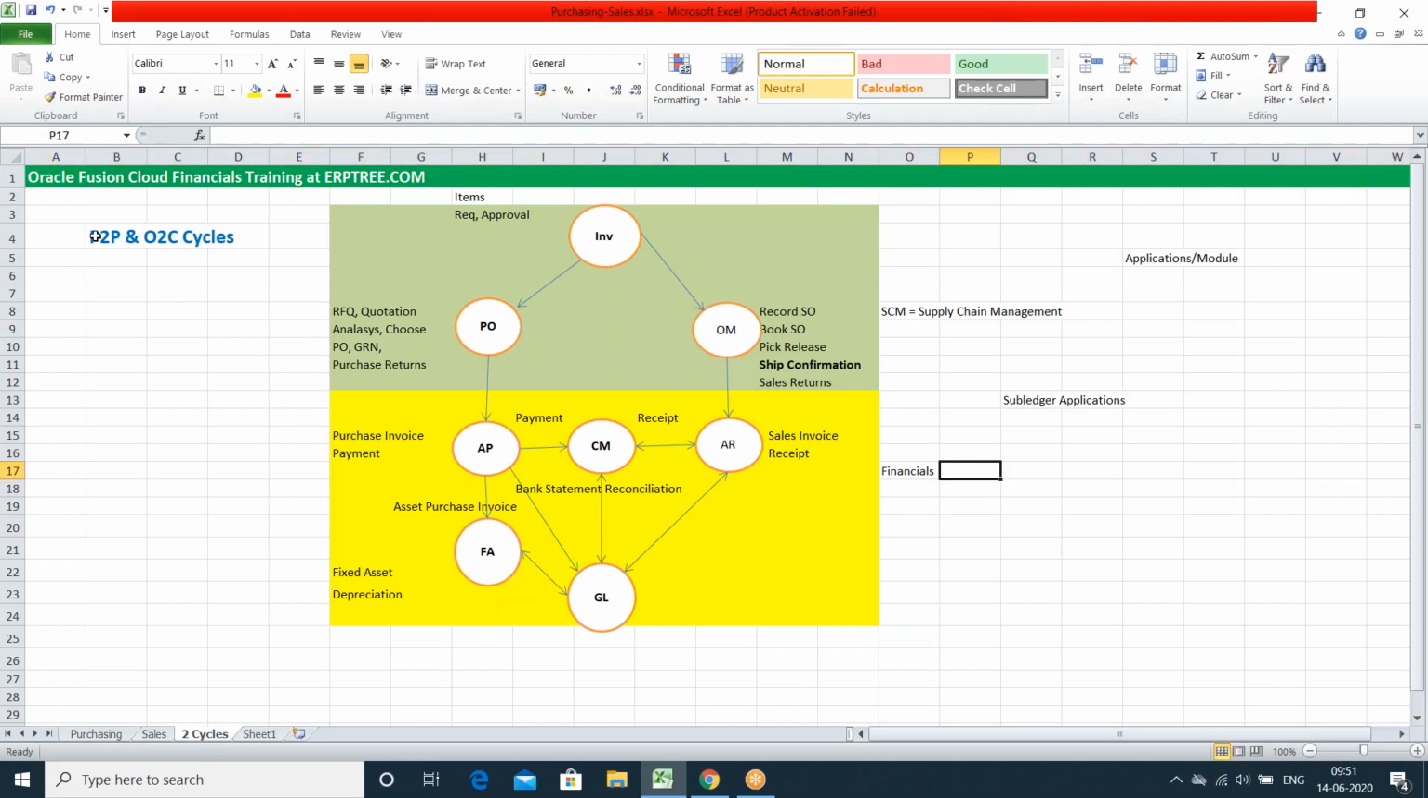So these are the two P2P and O2C cycles, whatever we discussed just now. This part is related to P2P. In inventory, we maintain the stock-related items, raise the requisitions, and go through approvals. There are a number of other activities you can also manage within inventory. In inventory, we pass the approved requisition information to PO, the purchasing application. They raise RFQs, requests for quotation, get quotations, do analysis, choose the best quotation, create the PO, and place the PO with suppliers with approvals.